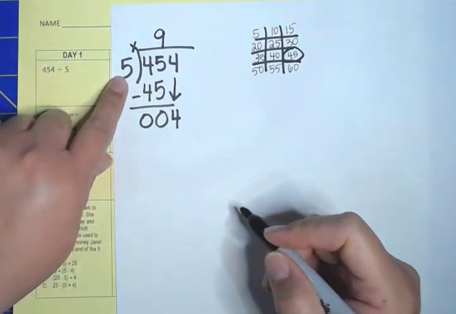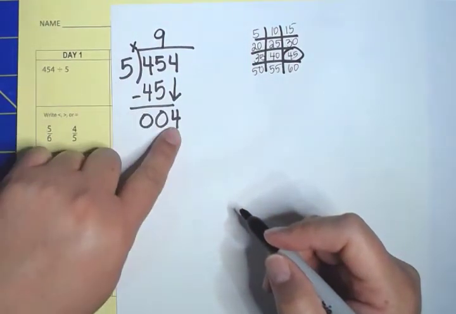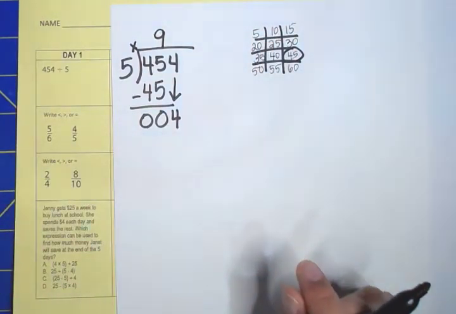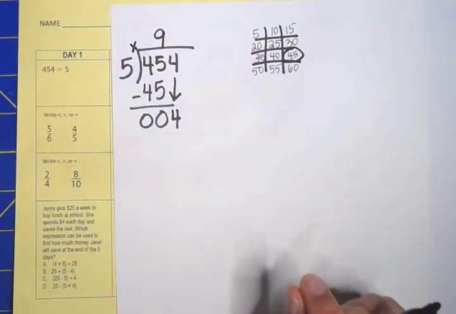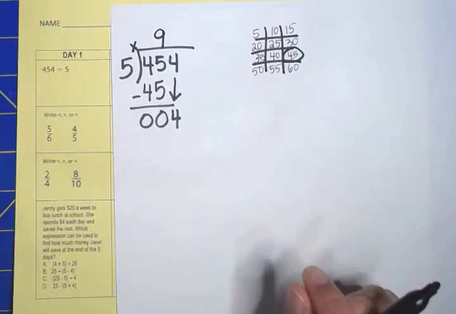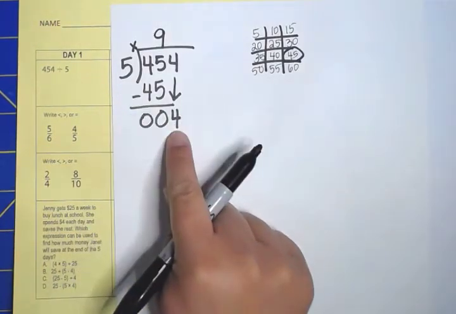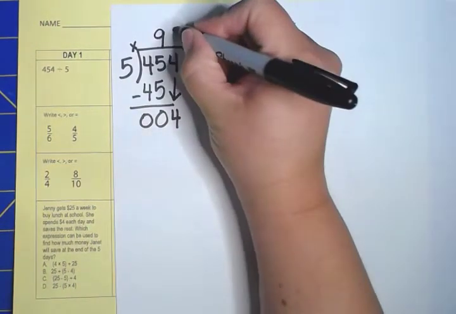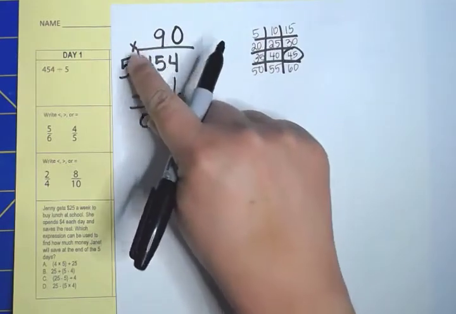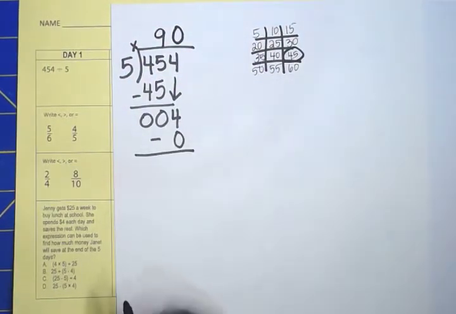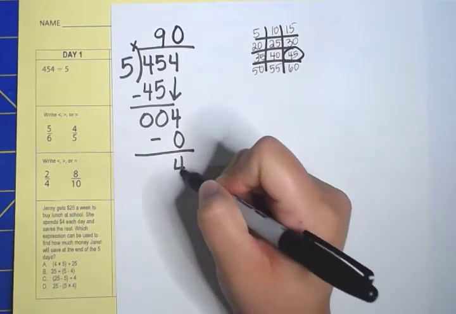Now, 5, will it go into 4? Well, if you look over here, there isn't a number that is close to 4 or close to 5 without going over. So, no, 5 will not go into 4. So you write the number 0. 0 times 5 is 0. The next step is to subtract. 4 minus 0 is 4.